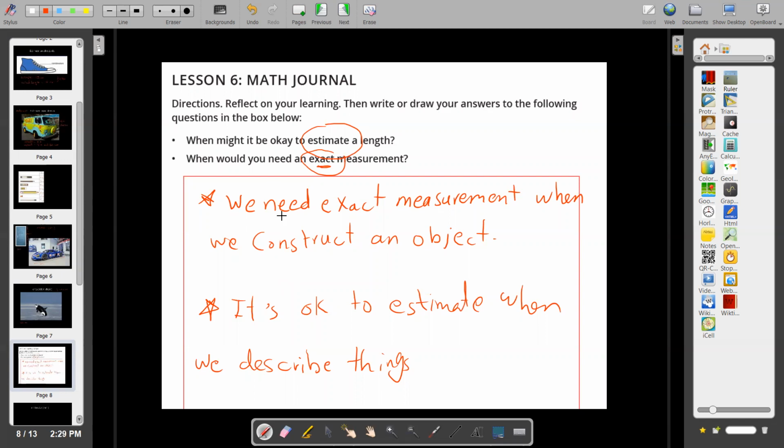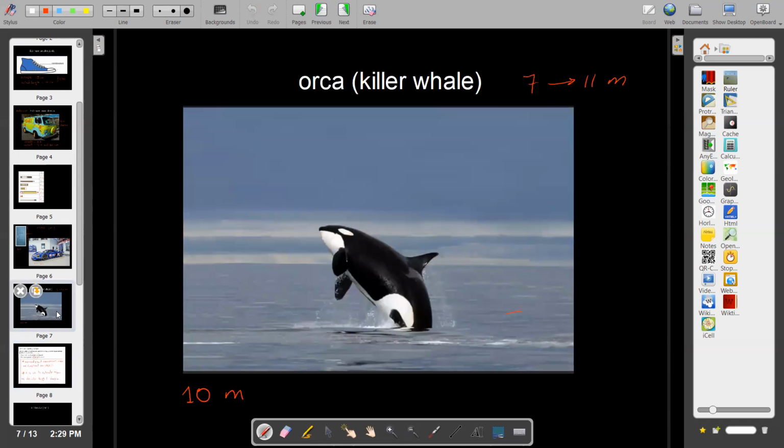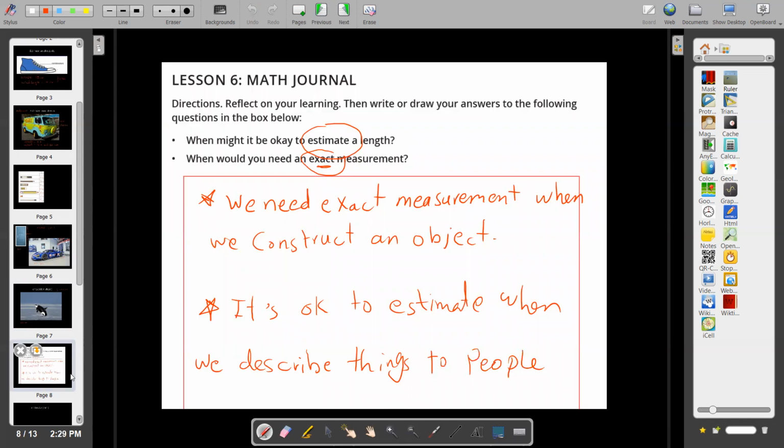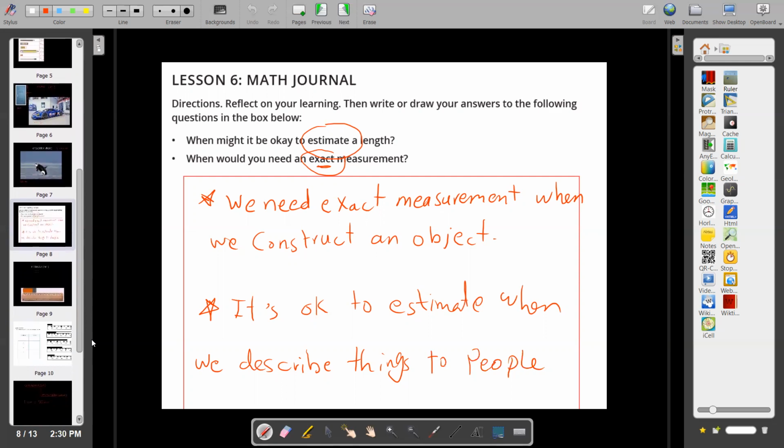But it's okay to estimate when we describe things to friends, or to people. For example, if I can see this orca, I can say, wow, this orca is big, it's about 10 meters. So I can use estimation. Estimation is used to describe things to people. Okay? Now we'll move to another lesson.